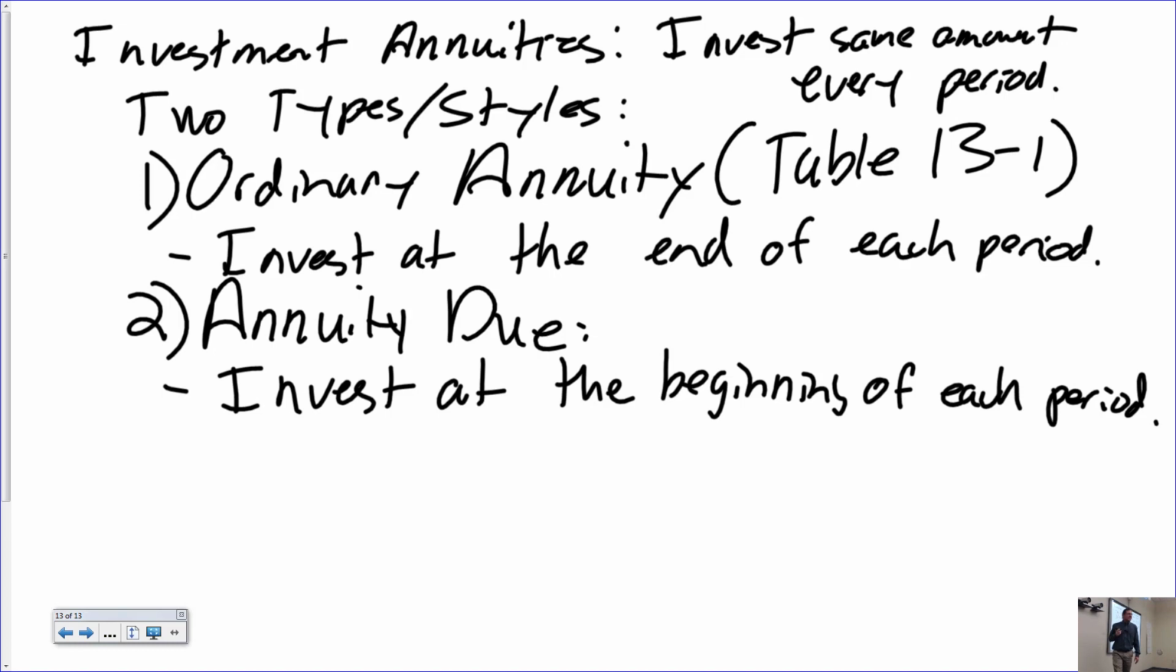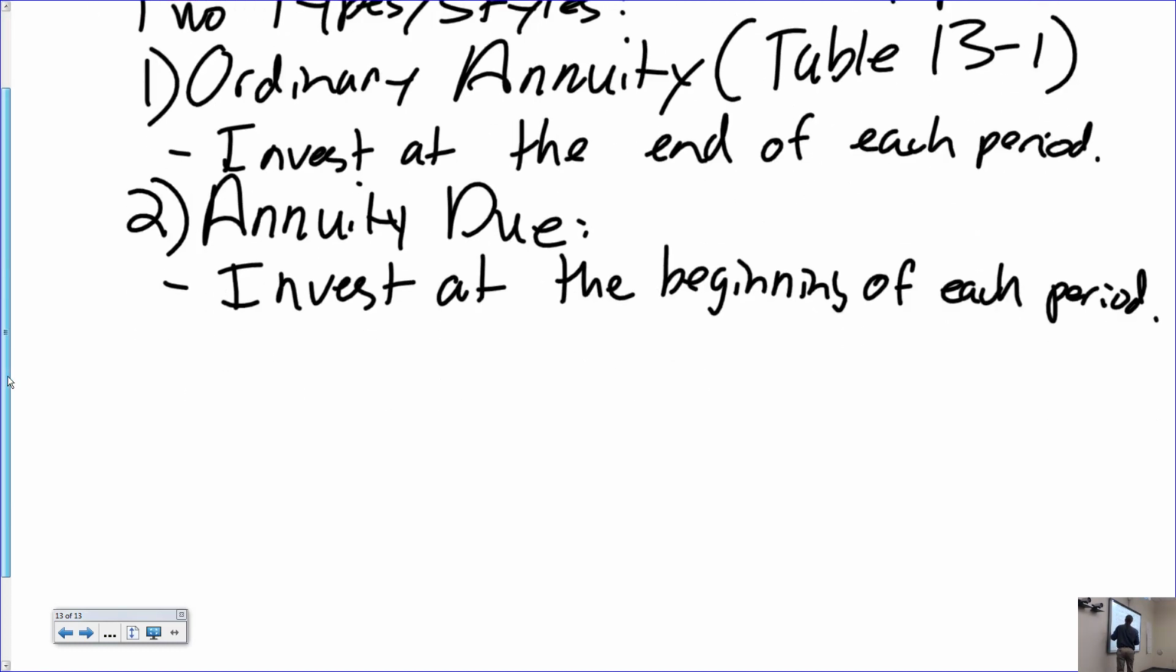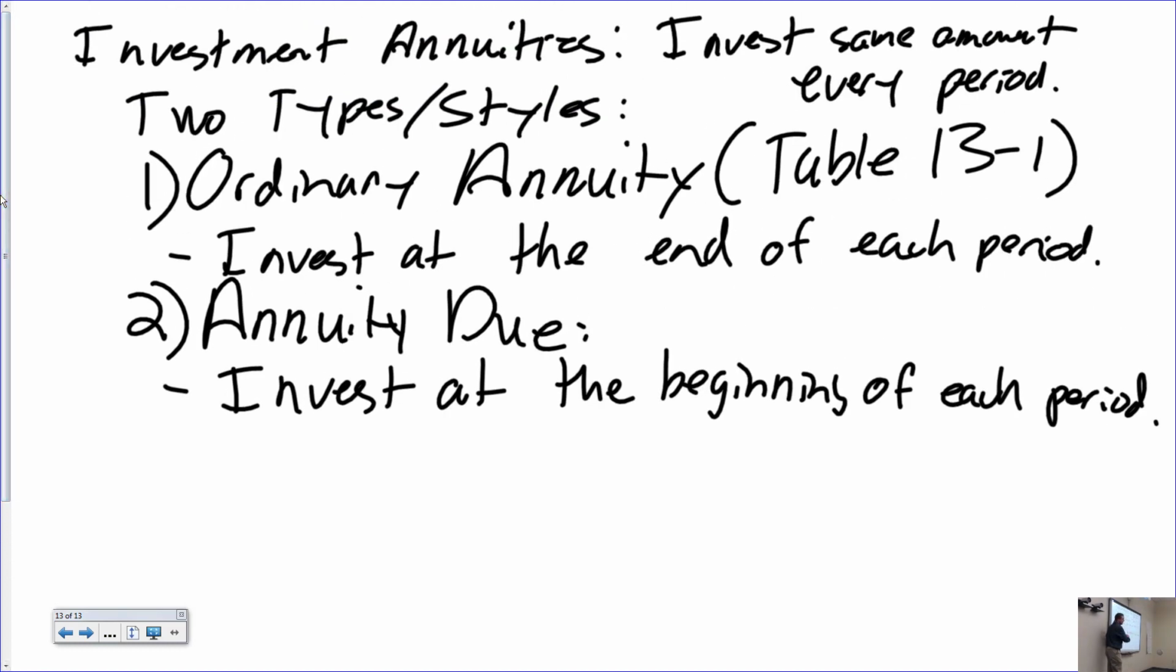Note that table 13-1 is an ordinary annuity table. So that assumes that you're investing at the end of every period, okay? You will have instances where you have to deal with investing at the beginning, and we're going to learn how those are slightly different, okay? So, the best way to learn how these things work is to just do an example, okay? So we're just going to do one, and then we'll be done. Okay?